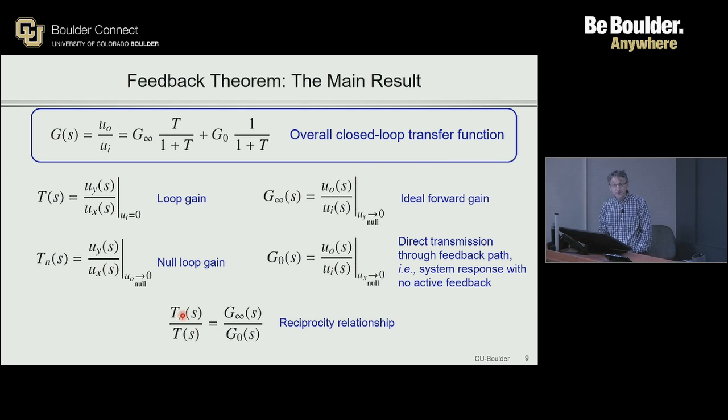So we will find out that Tn over T is equal to G infinity over G naught. Okay, so you will see that in some cases it's in fact actually easier to find Tn as opposed to T, and we can use the reciprocity relationship to then find the loop gain. So it could be a shortcut in the analysis process if you wish. So that's the main result. What follows next is really an attempt to derive where this main result is actually coming from.